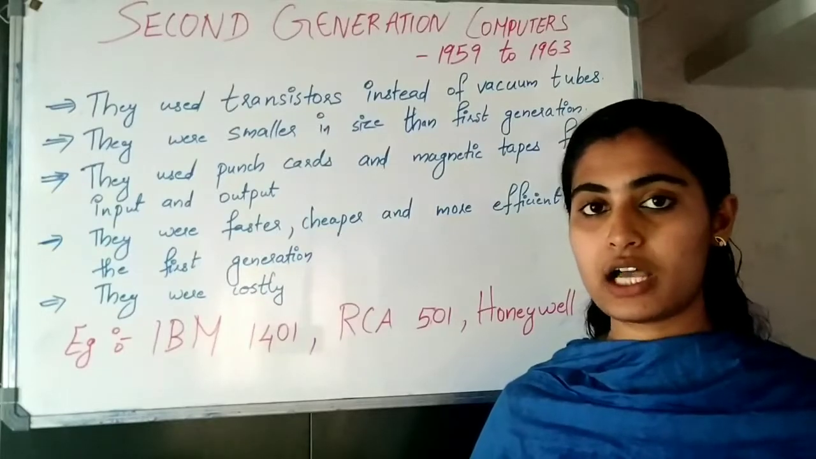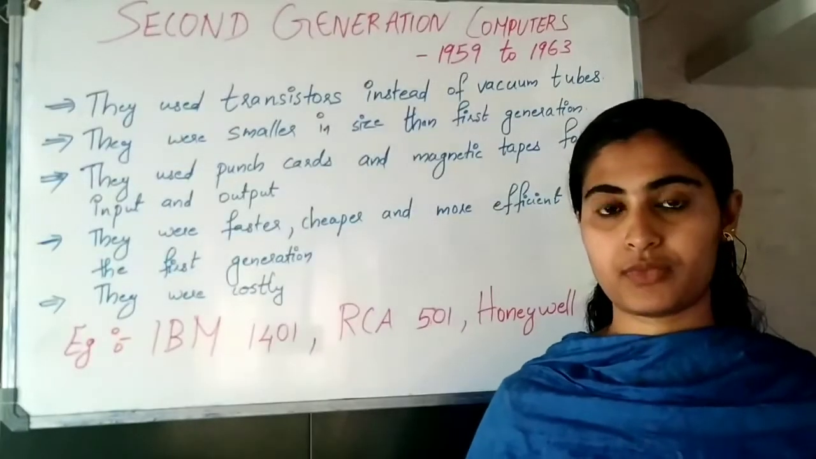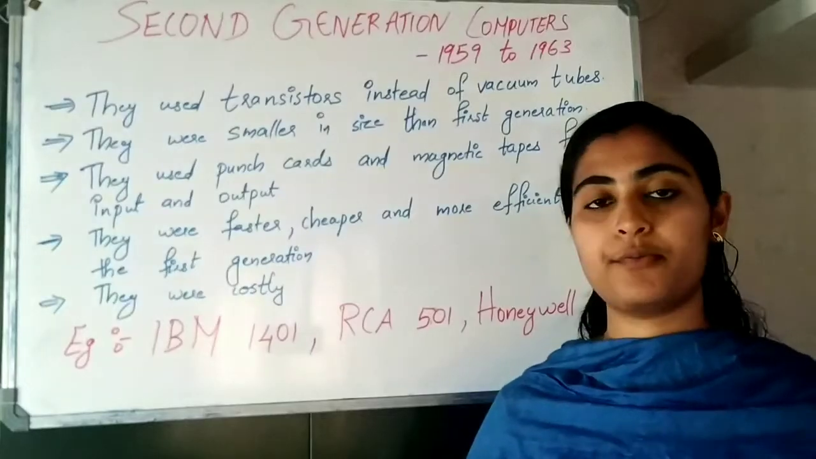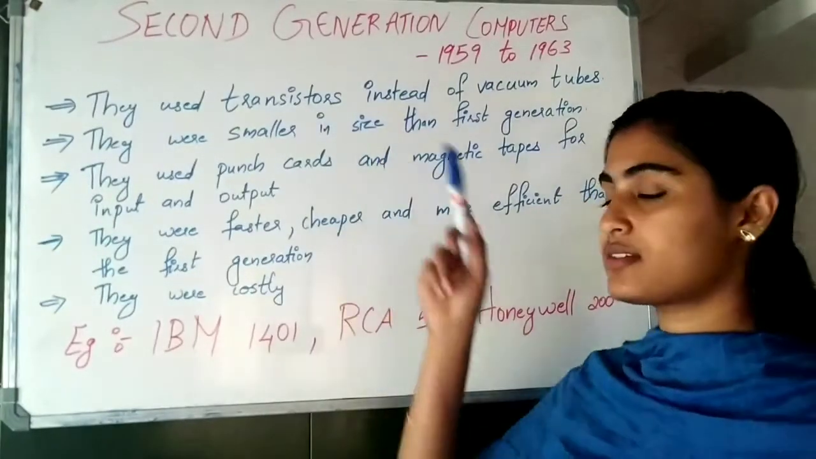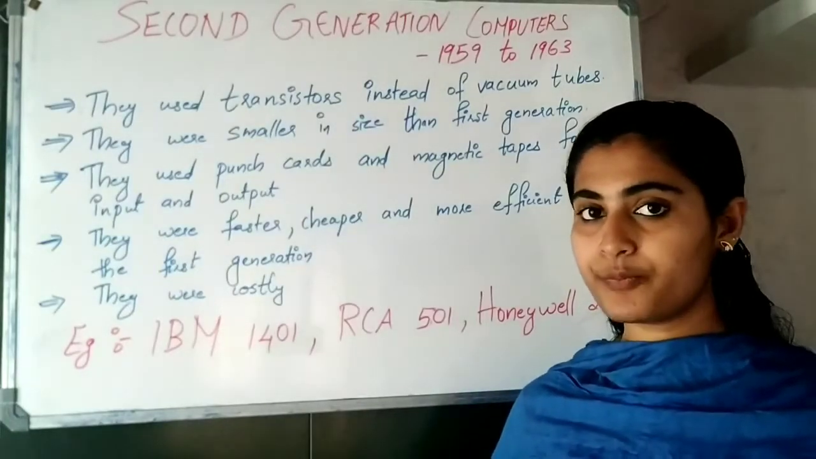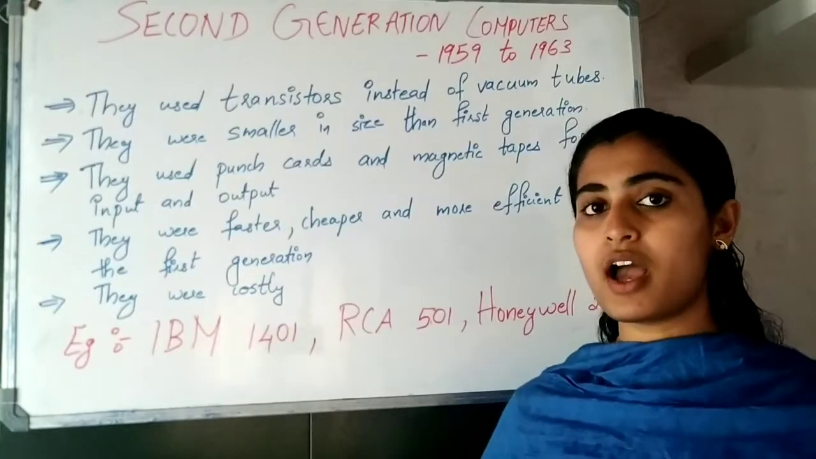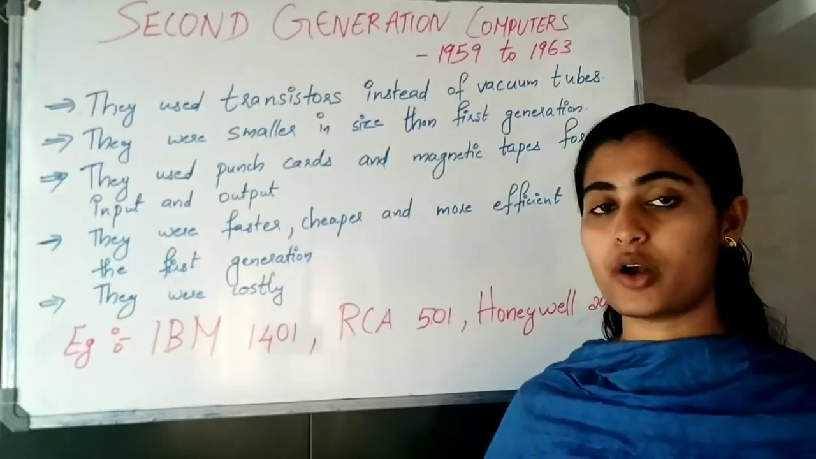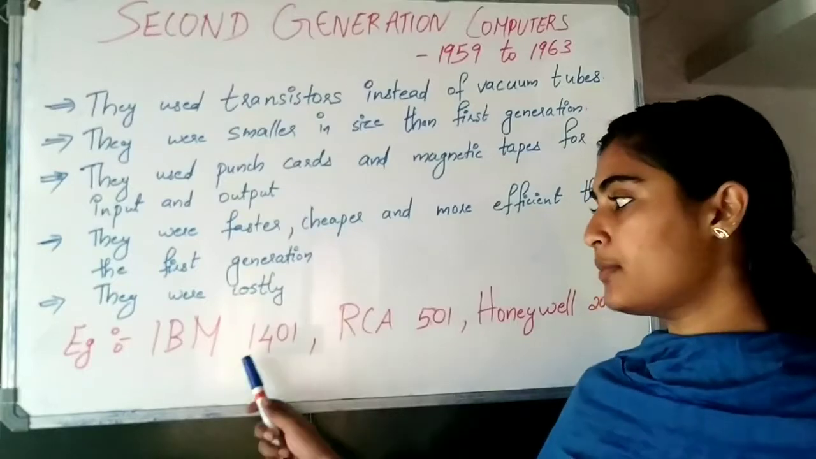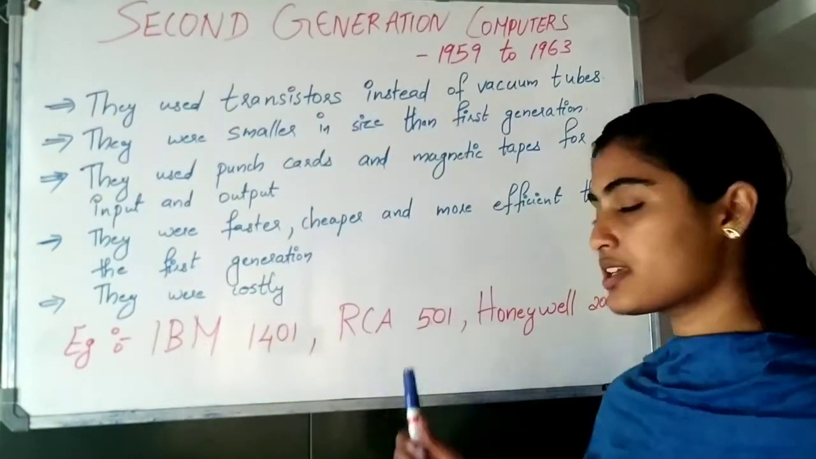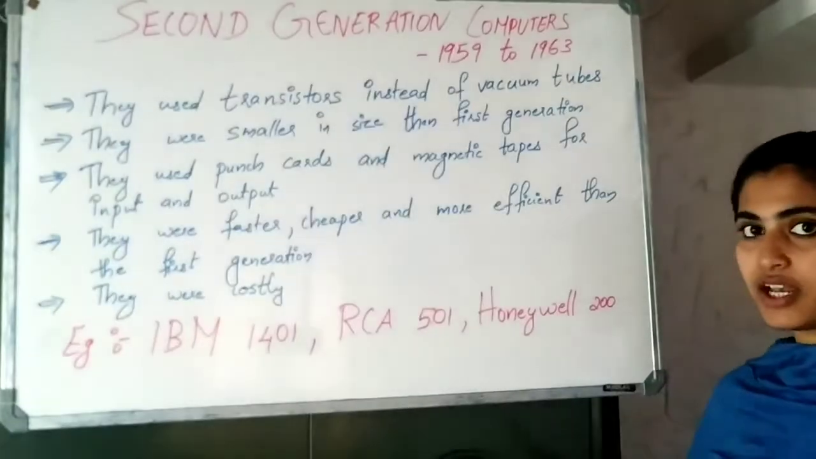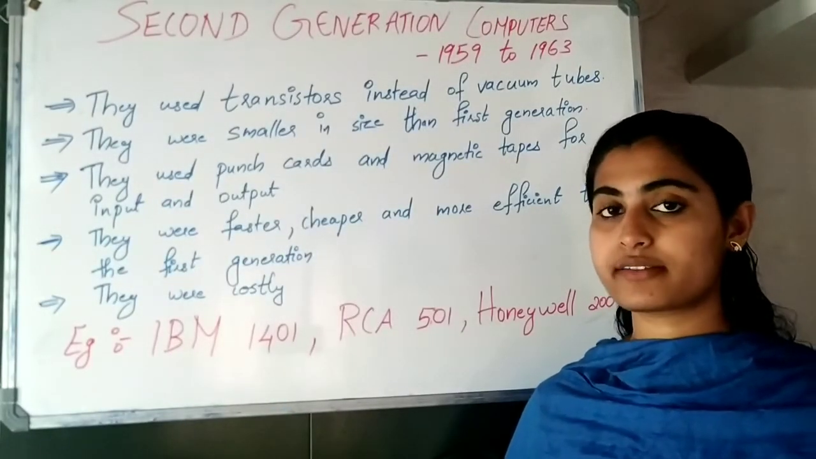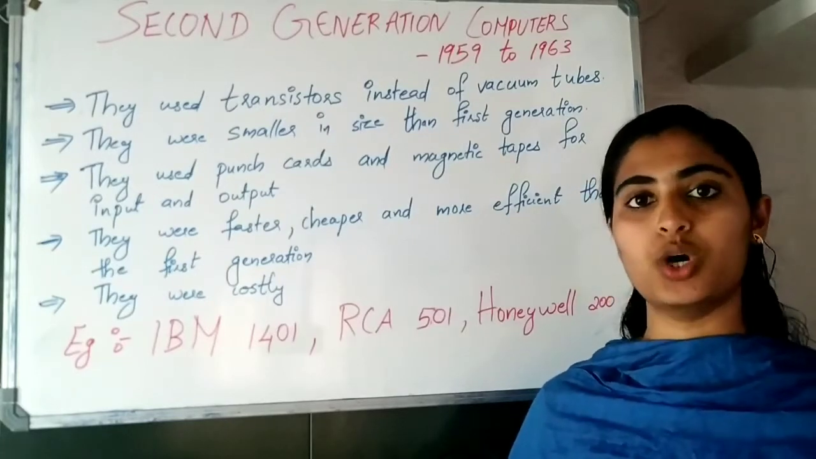Okay. What is the last point? They were costly. That is, second generation computers are costly because a small amount of advancement came. That is, here we use transistors and we use magnetic tapes. So a small amount of advancement came. Okay, that is why it became costlier. What are the examples? Examples are IBM 1401, RCA 501 and Honeywell 200. Okay.